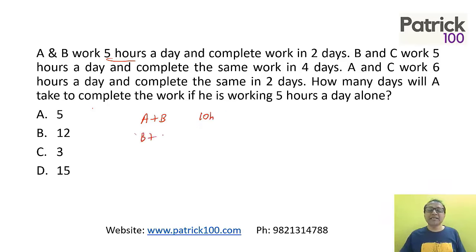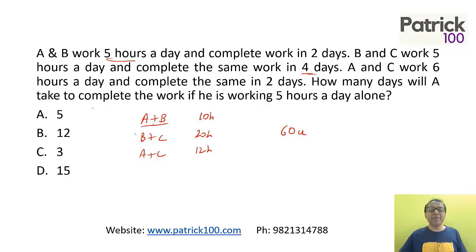So B plus C, basically it takes total 20 hours. Okay, 5 hours a day for 4 days is 20 hours. And A plus C, if you look at 6 hours a day for 2 days is 12 hours. So this is the hours taken to complete the work. So what we do is take the LCM of these three, 60. We assume 60 units of work totally.